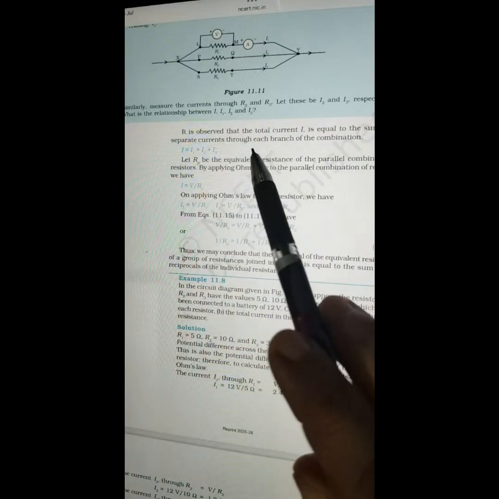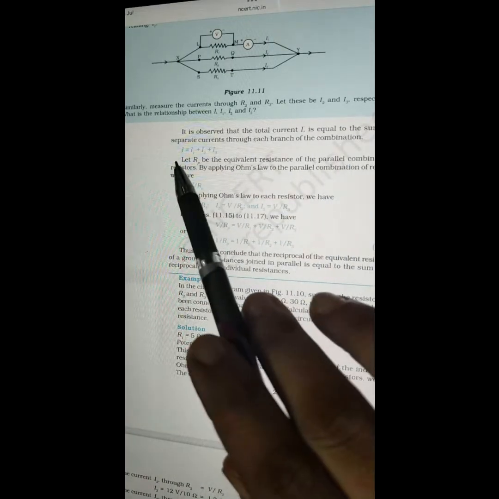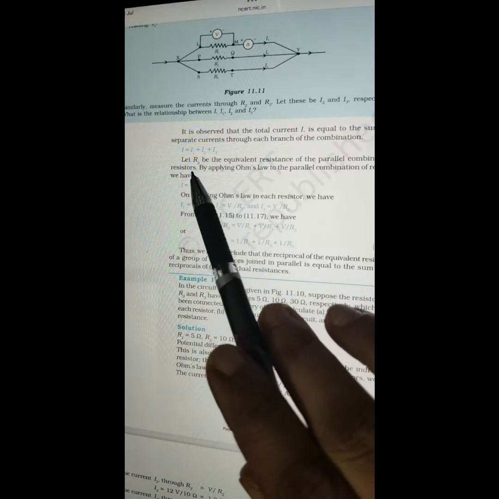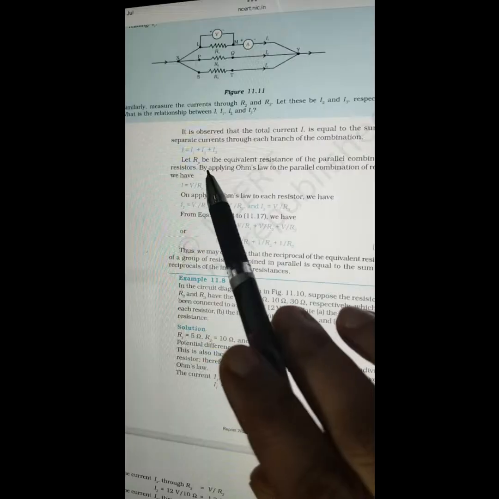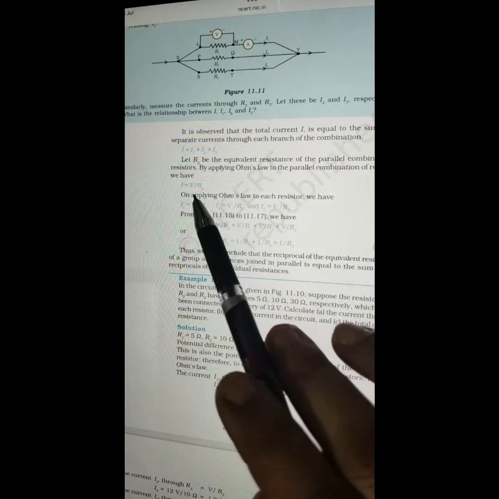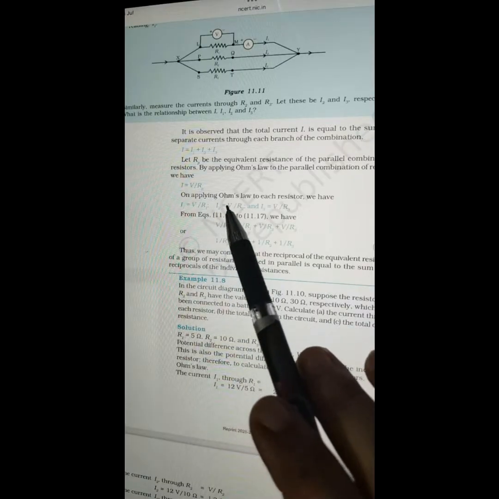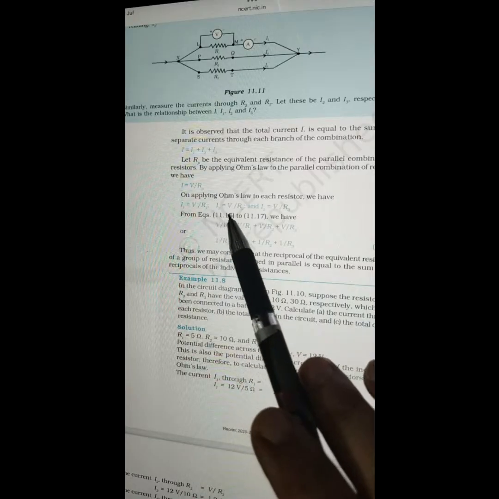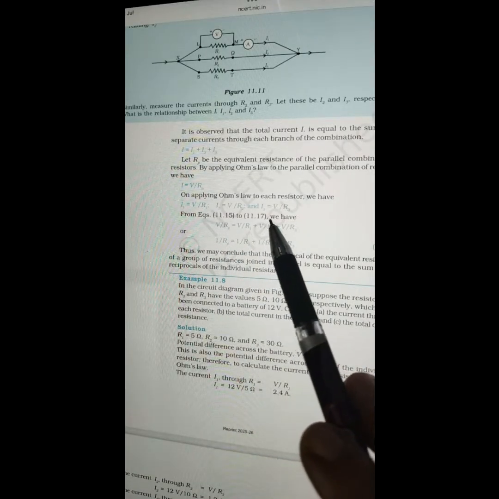It is observed that the total current I is equal to the sum of the separate currents through each branch of the combination. So I = I1 + I2 + I3. Let RP be the equivalent resistance of a parallel combination of resistors. By applying Ohm's law to the parallel combination, we have I = V/RP. On applying Ohm's law to each resistor, we have I1 = V/R1, I2 = V/R2, I3 = V/R3.